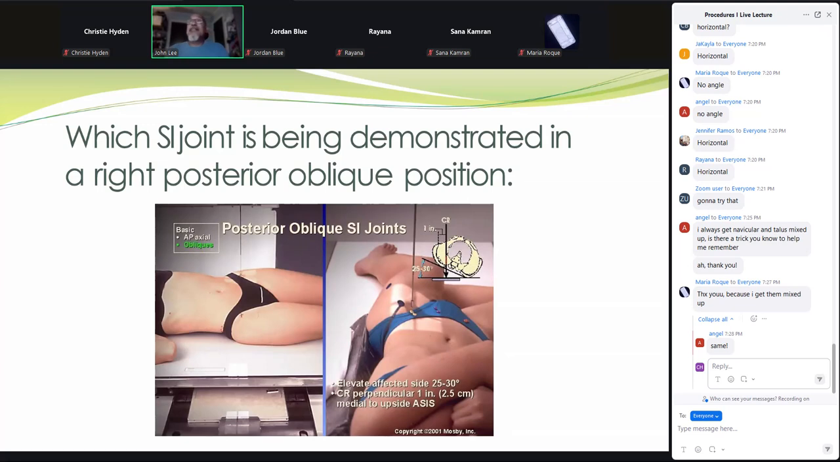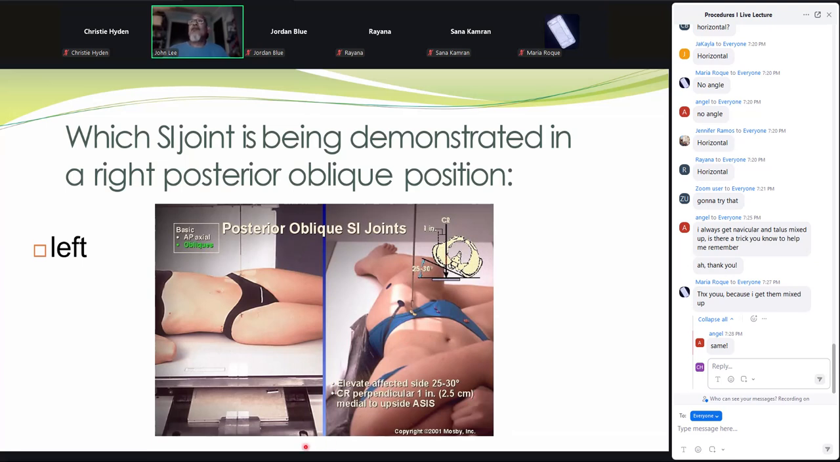Which SI joint is being demonstrated in an RPO? Of the SI joints? Well, it's going to be the left. It's the side up. This is the one oblique projection where we will probably mark the side up as opposed to the side down. And the reason for that is most facilities, when you do SI joints and do the obliques, you're only going to get one SI joint. And so you want to make sure that you're labeling the correct side. And in this case, for an RPO, it's the left side that's up.